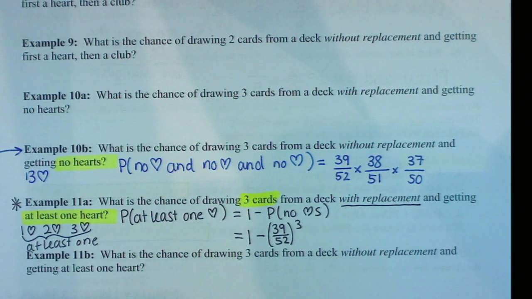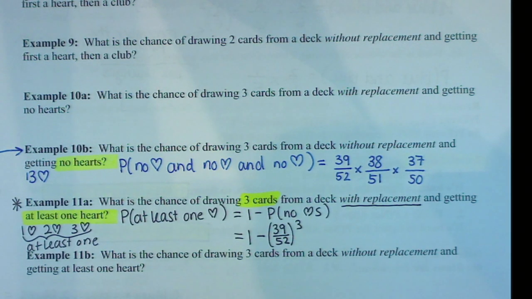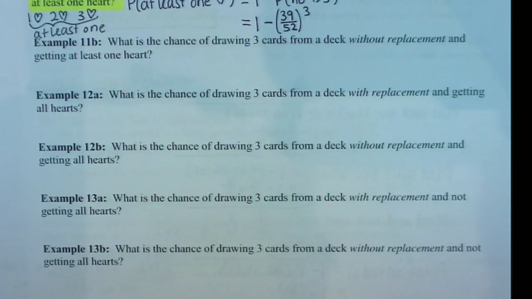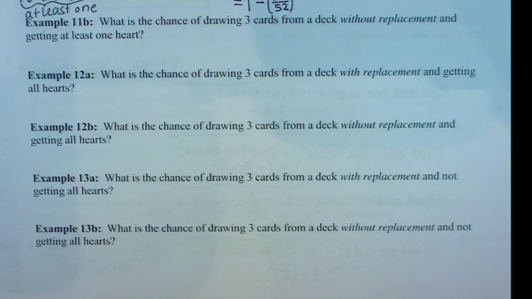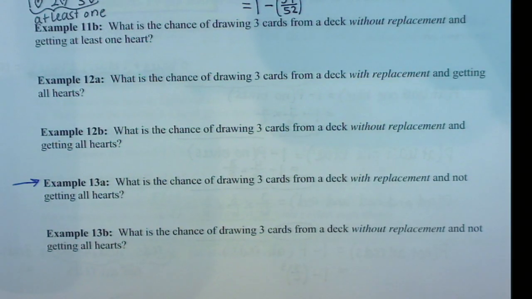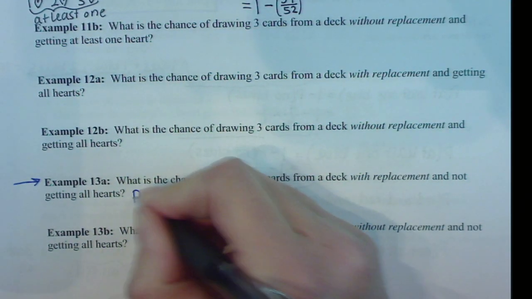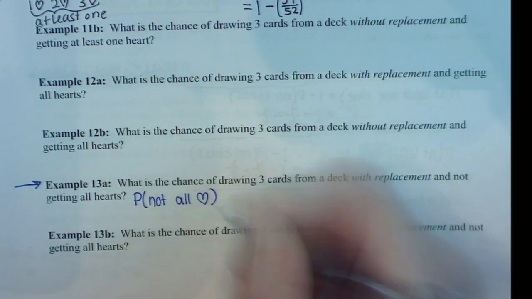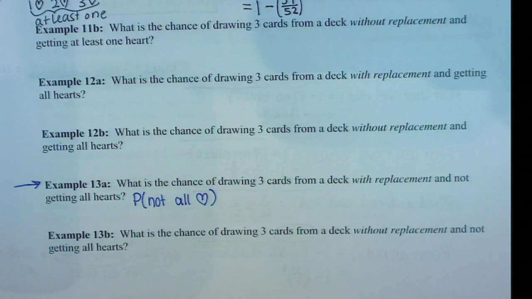Okay, let's look at what I asked you guys originally. No and not all, are they the same? Let's see how not all is different. Let's see, where's my not all? Maybe this one, 13A. It says, what's the chance of drawing 3 cards from a deck with replacement and not getting all hearts? So the probability of not getting all hearts is complicated. That's definitely one of my 2 special cases.